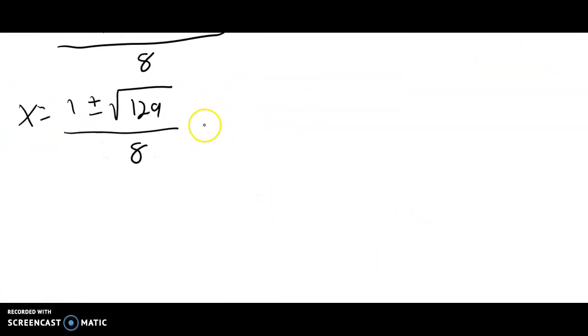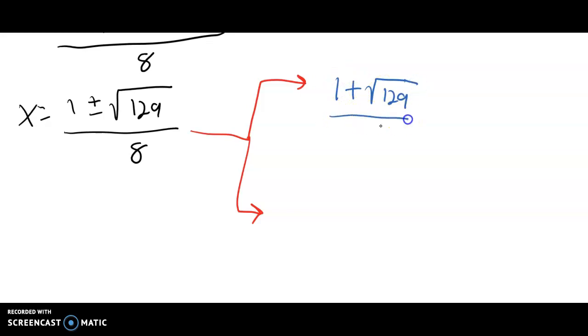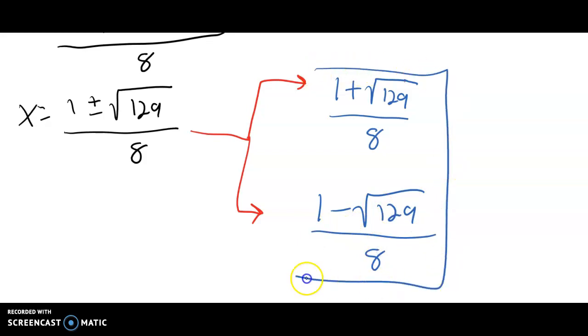Now, let me show you what's really happening here. We're getting two answers. We're getting 1 plus and 1 minus. My first answer is 1 plus root 129 over 8. My second answer is 1 minus root 129 over 8. So these are the two answers. You can also write your answer as this.